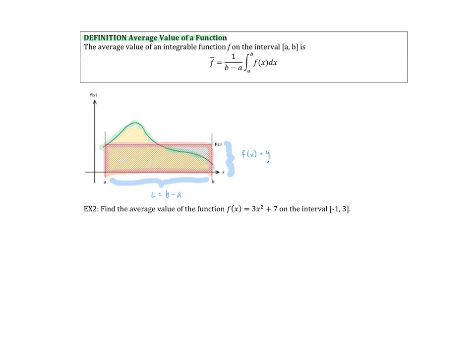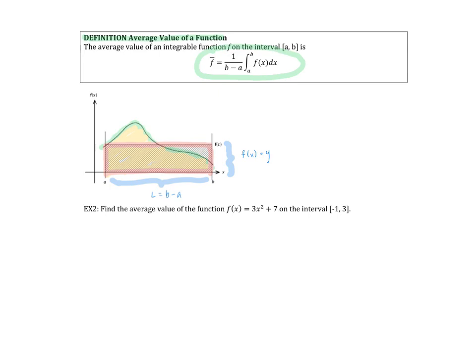If we wanted to compute the average value of a function, we could use integrals. And the notation is this f with a bar over it. So what we're doing is we're going to compute the average value. We're going to have it equal to 1 over b minus a, integral from a to b of f of x dx.